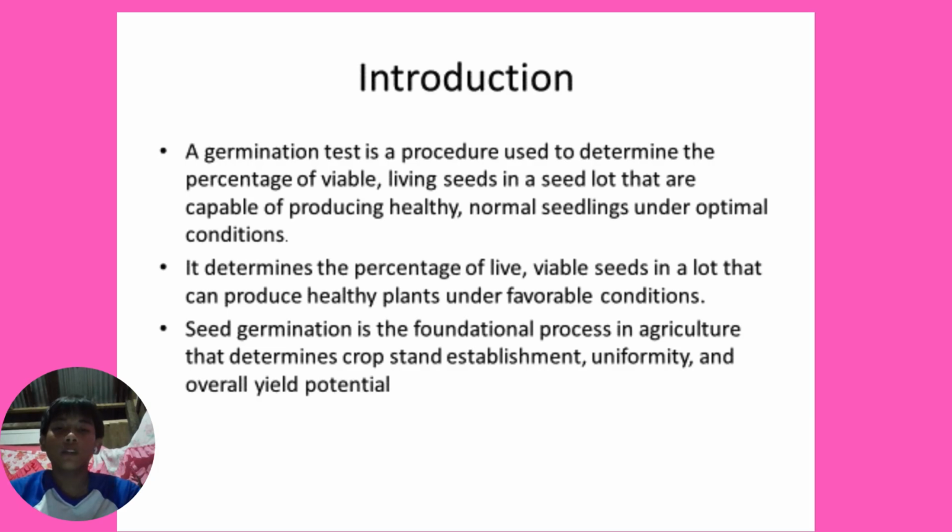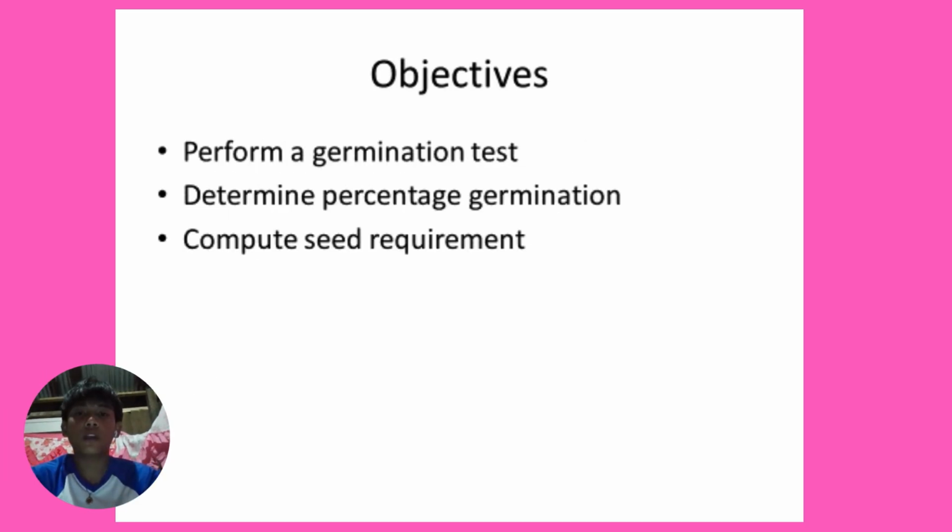Seed germination is the foundational process in agriculture that determines the crop stand, establishment, uniformity, and overall yield potential. In the objectives, we perform a germination test, determine the percentage of germination of the seeds, then compute the seed requirement.